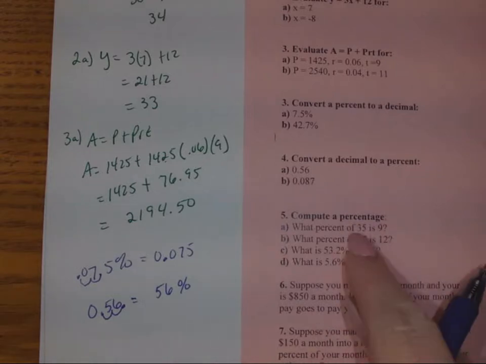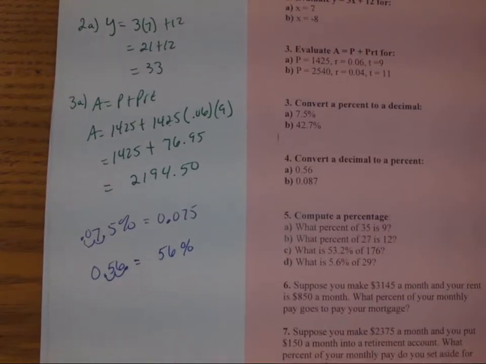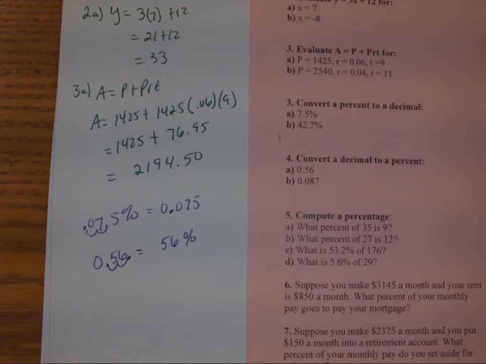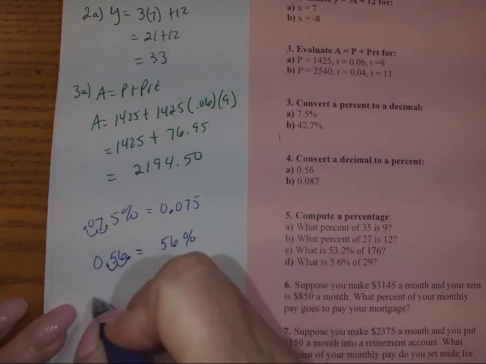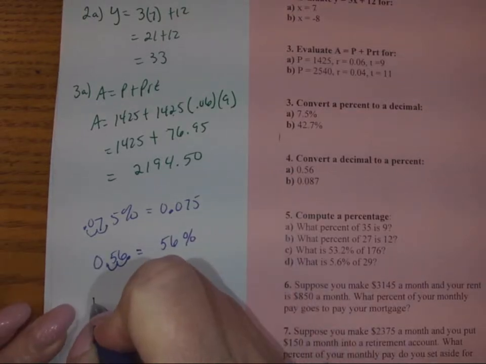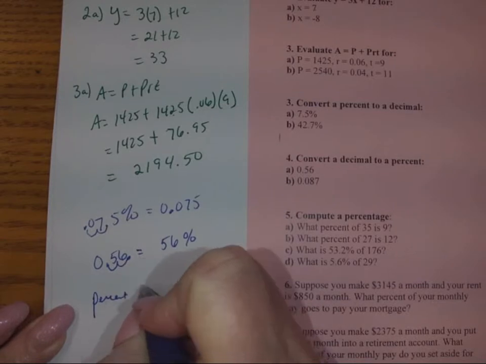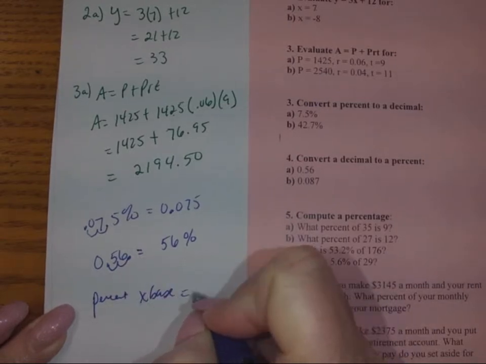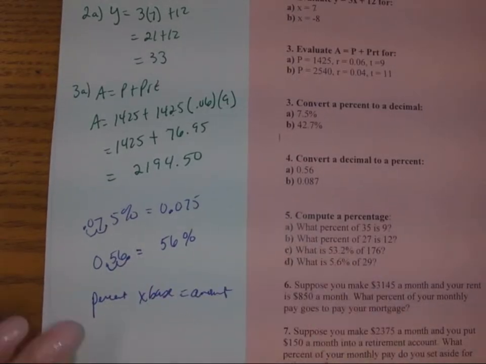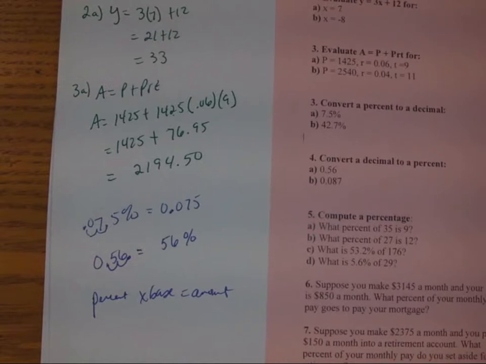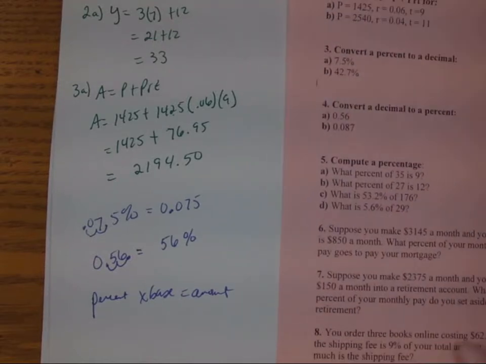All right, we need to compute a percentage. What percent of 35 is 9? So you can look at this as the percent, or the part over the whole. You can realize that percent times the base equals the amount, which is something you might be seeing in a contemporary math class if you're taking that, or a liberal arts math.